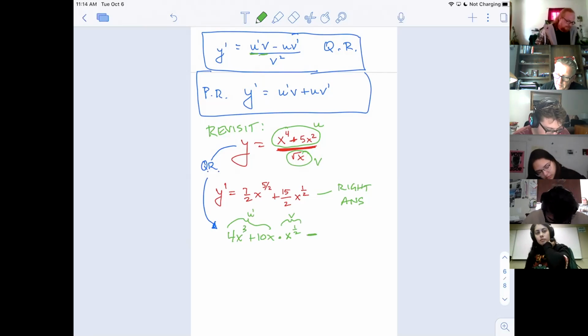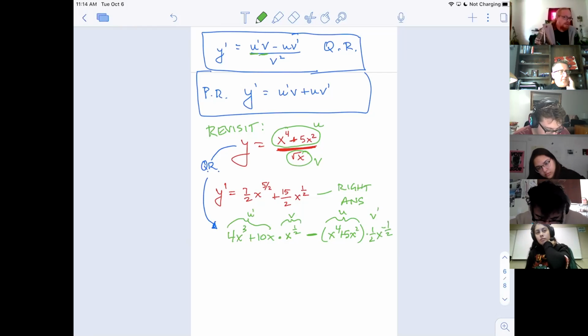Then it's always a minus sign, not a plus sign like it was for the product rule. Always a minus sign, done. Then it's u left alone. U was x to the 4th plus 5x squared. And then it's times v prime, the derivative of v. Well, v is x to the 1/2, so its derivative would be 1/2 x to the -1/2, thanks to the power rule. So there is a gigantic disaster that represents the numerator, and then divided by v squared.